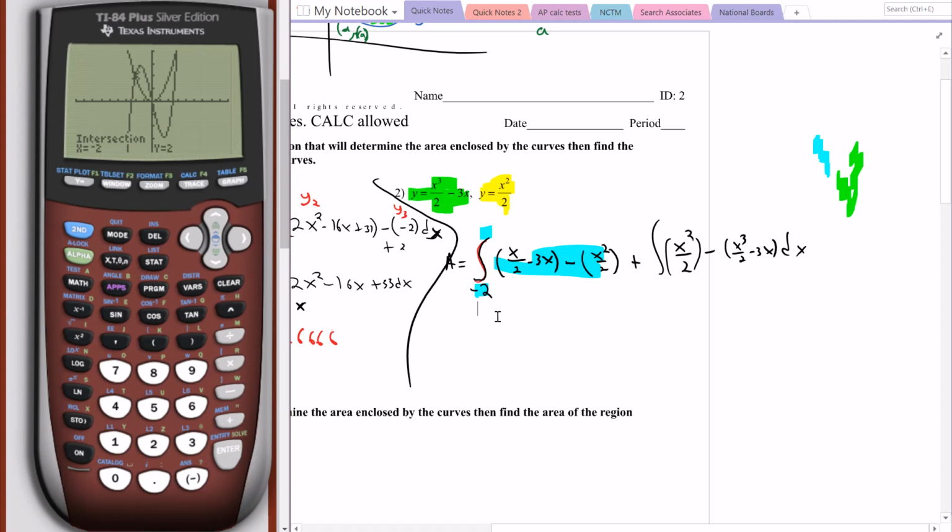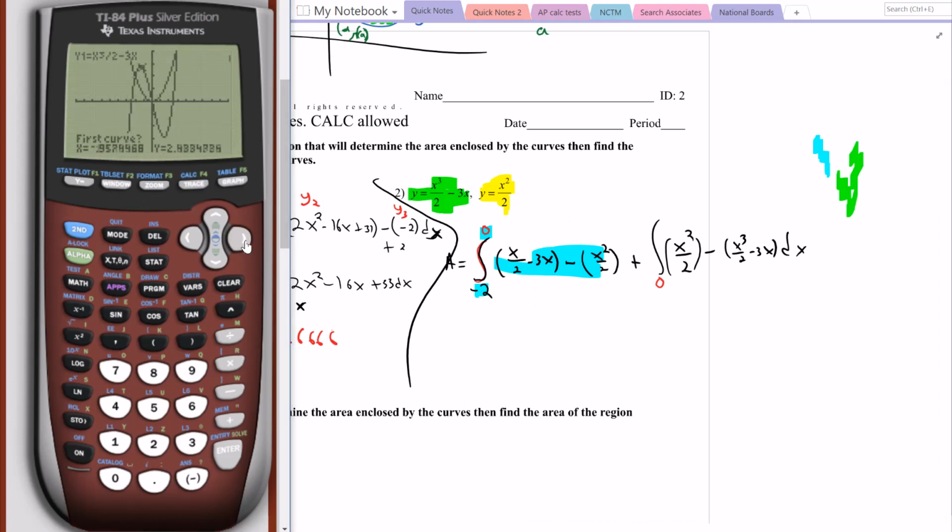Again, we're using x coordinates because we're going towards the x-axis. We know they also intersect at 0. We can see that they intersect at 0, and then this one's going to start at 0, and it's going to go to that point of intersection that's up here on the right. So we're going to hit second trace, intersect.